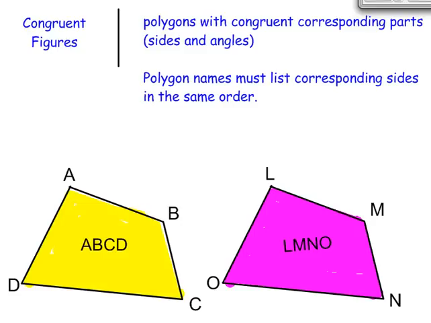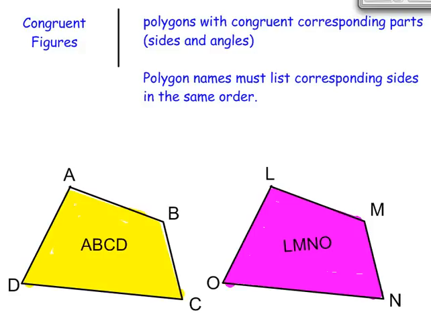All right, now let's throw our first definition into the mix. Congruent figures, and we just talked about this a moment ago. Now we're going to formalize it here. Congruent figures are polygons with congruent corresponding sides, all the sides and angles. What that means is all the corresponding parts, whether they're sides or angles, are the same length or the same measure.